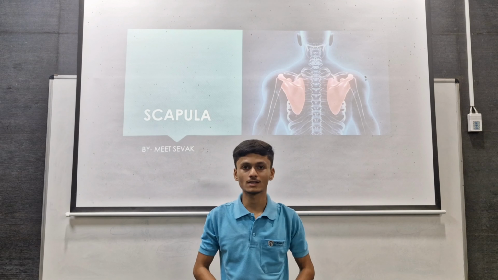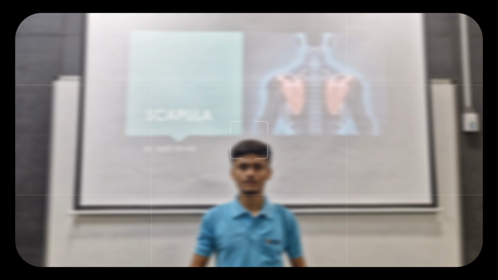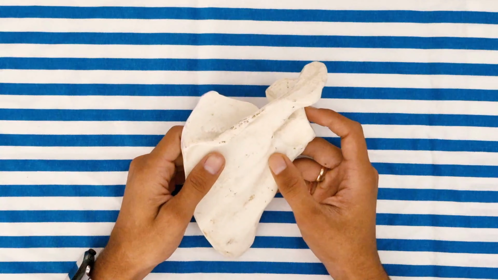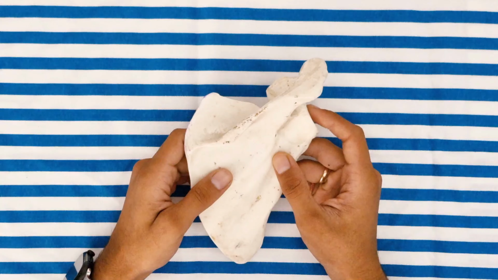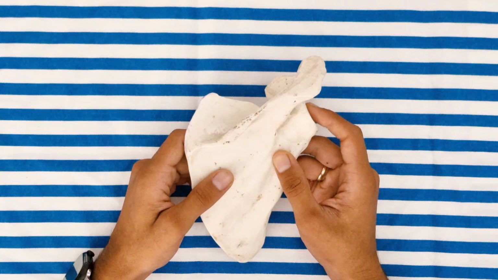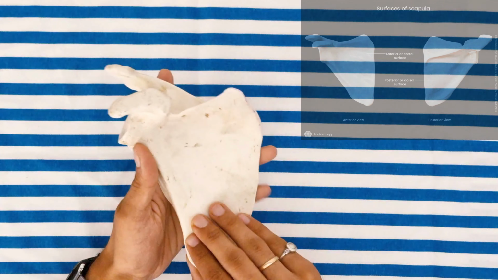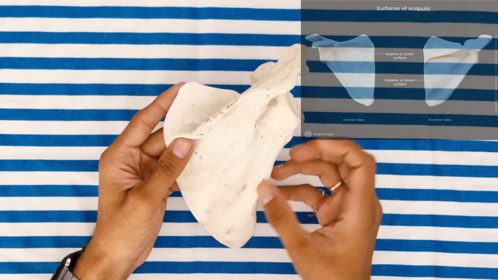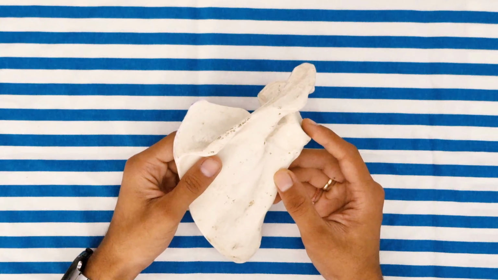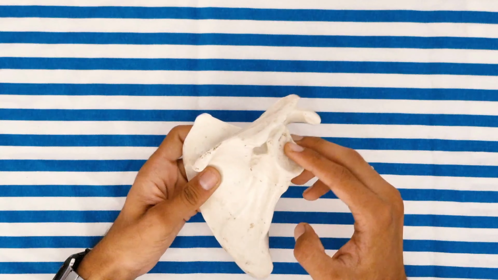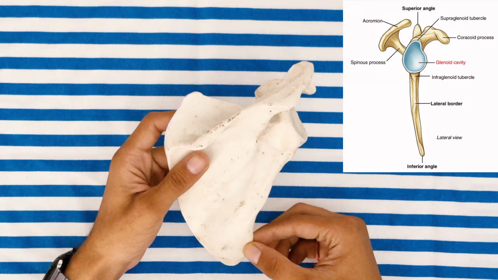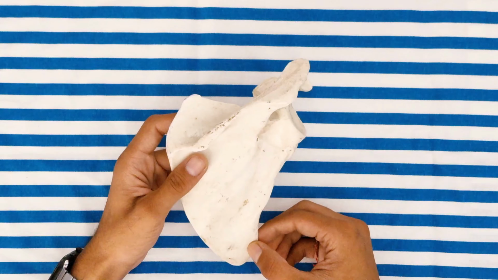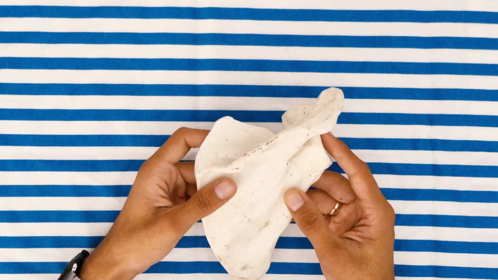So today we are going to discuss the scapula bone. This is the scapula bone, which is a flat bone. To hold it in anatomical position, we have to take care of two things. First, the scapula has two surfaces, the costal surface and the dorsal surface. Second, the glenoid cavity is present laterally. This is the glenoid cavity, which is on the lateral side of the scapula. By taking care of these two things, you can easily identify the sides of the scapula.